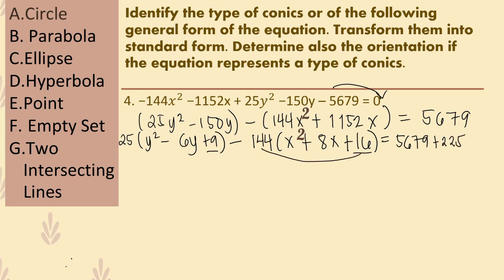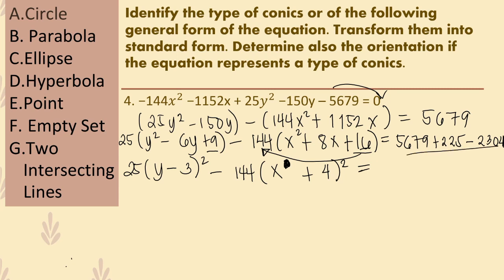16 times 144, so minus 2,304. Perfect square binomial. Square root of y squared is y. Square root ng 9 is 3. Then, follow the sign of the middle term. So, y minus 3 squared minus 144 times square root ng x squared. Square root ng 16 ay 4. Then, positive.